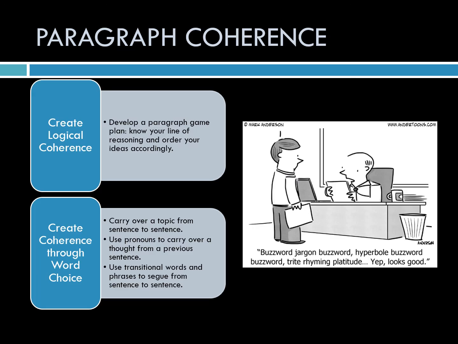Paragraph coherence: create logical coherence by developing a paragraph game plan. They're just asking you to make an outline so that you know what you're going to say in that paragraph. And then they mention carrying coherence through with a topic from sentence to sentence, using pronouns to carry a thought from a previous sentence, and using transitional words and phrases to segue from sentence to sentence. So they're just talking about a transition from one idea to the other, maybe between paragraphs or within a paragraph itself.